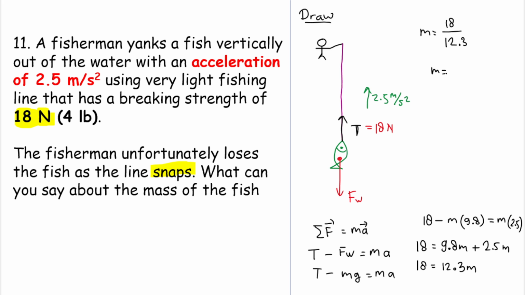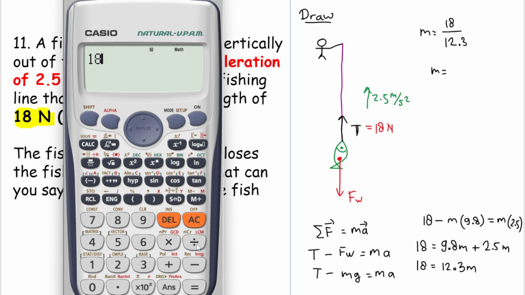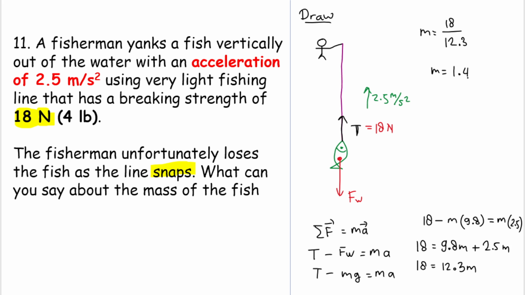Okay, now what can we do from here? Let's use the calculator then. Okay, where is my calculator? That is it. So I will have 18 divided by 12.3. And that will be about 1.5, right? So I will have 1.46 kilograms. And because the line snaps, we know that the fish has a larger mass than this. So the mass is greater than 1.46 kilograms. And I think that's all here.